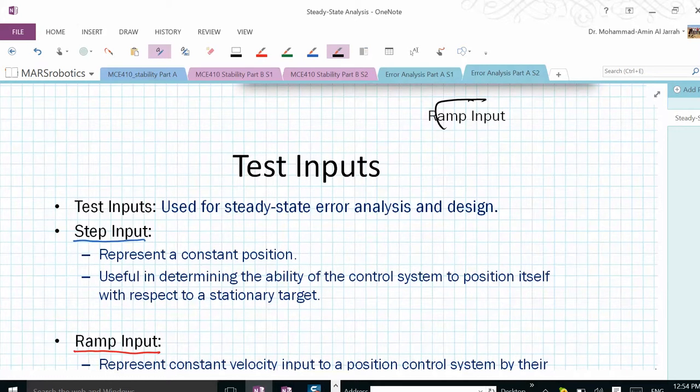Let me tell you why we look at these inputs: step, ramp, and acceleration. Why do we study these inputs? Why do we not study other inputs? The tool that we use mathematically is the Taylor series. You know the Taylor series, right? Any function u of t can be seen through it.